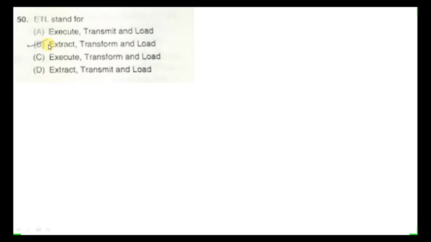And next, question 49. Hadoop was named after a toy. Okay, and the next one, ETL. ETL stands for extract, transform and load. So here option B is the right answer.